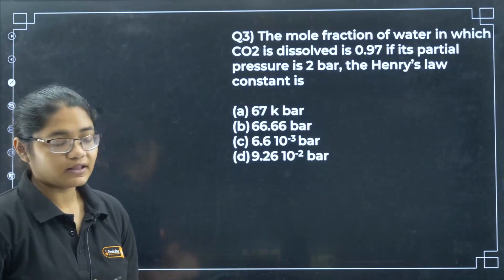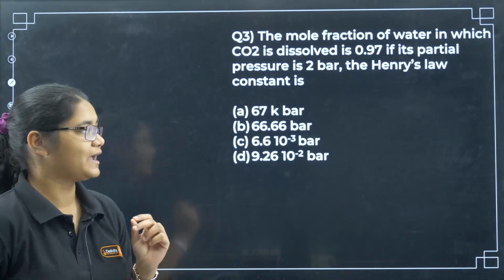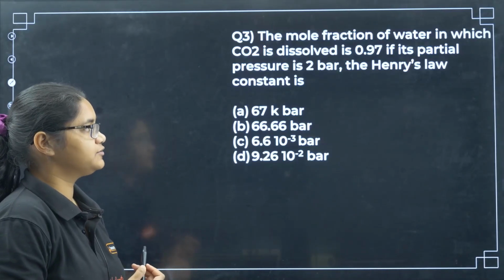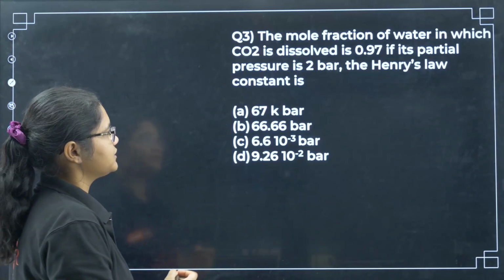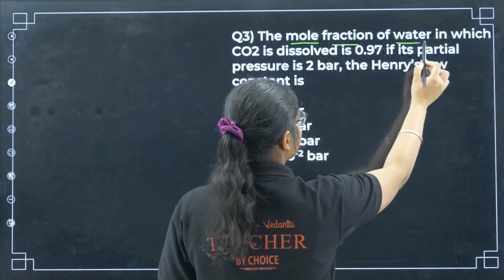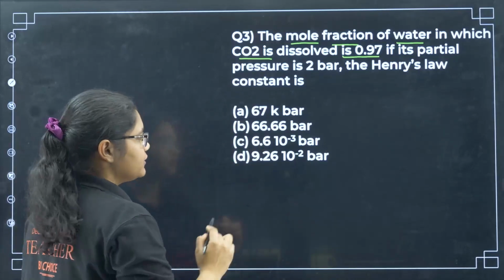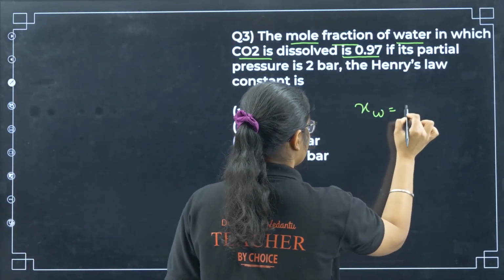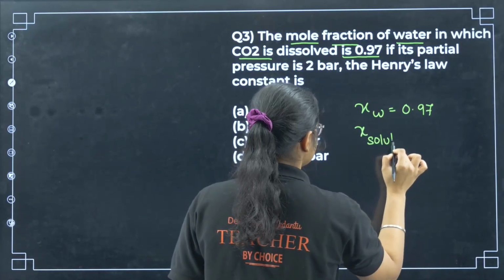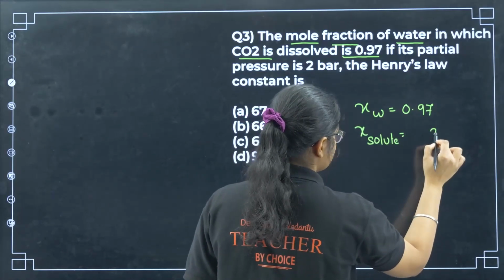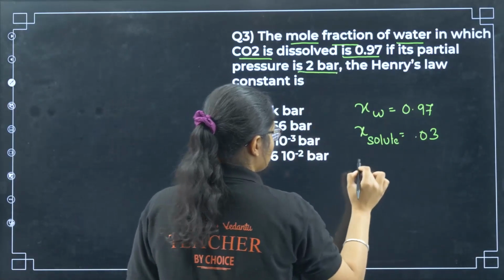Next, we have: the mole fraction of water in which the CO2 is dissolved is 0.97. If its partial pressure is 2 bar, the Henry's constant is? So we have a very simple question. The mole fraction of the water in which the CO2 is dissolved is 0.97. So we know that mole fraction of water given to me is 0.97. That means mole fraction of the solute will be how much? 1 minus 0.97, so that will be 0.03. Next I have partial pressure is 2 bar.